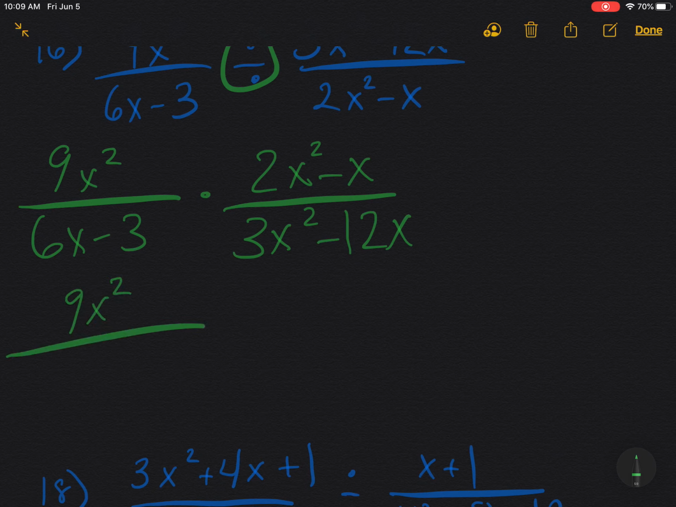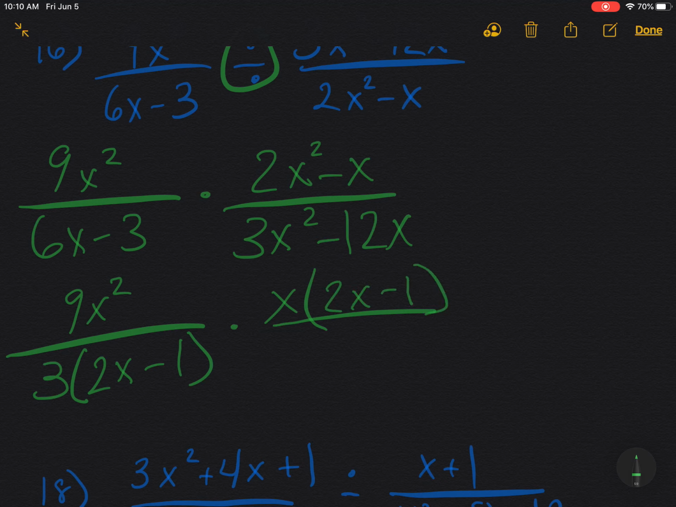Now 6x minus 3, I know that 3 is a common factor, so divide that, and you're left with 2x minus 1. Now, the numerator and the second fraction, they both have an x in common. So we divide an x, and we're left with 2x minus 1.